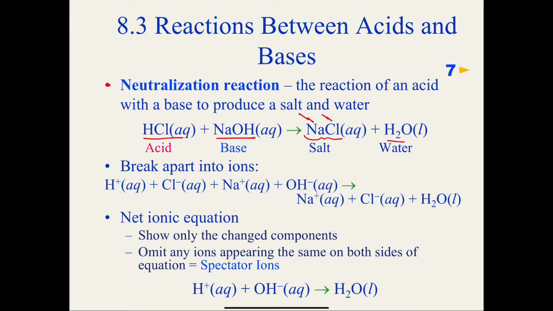Now we know that a strong acid like hydrochloric acid, when it's in an aqueous solution, since it's strong, we defined a strong acid as an acid that completely dissociates into its ions. So we're going to break that acid up into its ions. You see that we have the hydrogen ion, or a proton, and then the chloride ion, and of course these are in an aqueous solution.